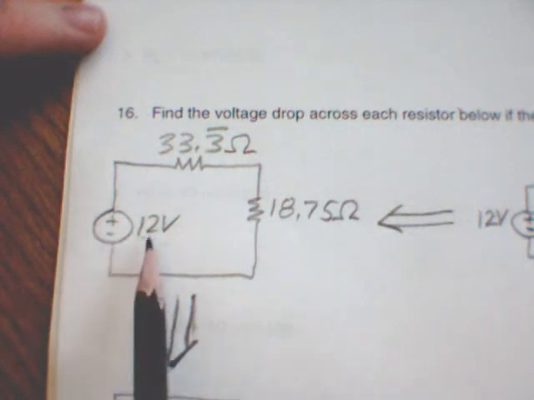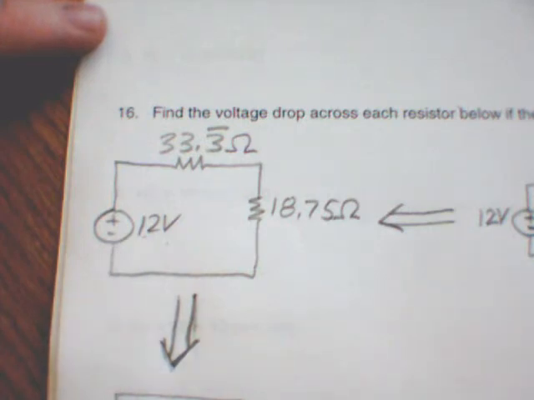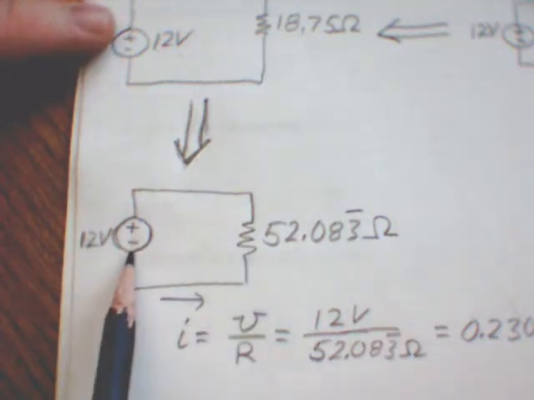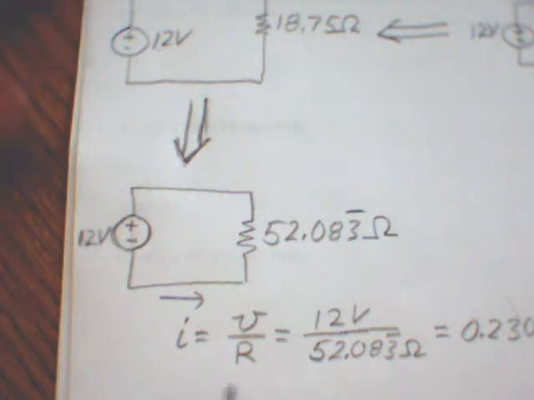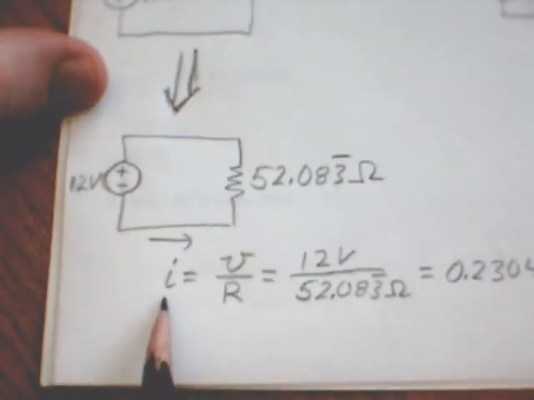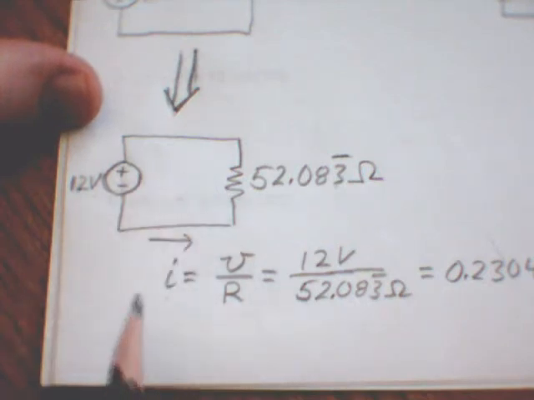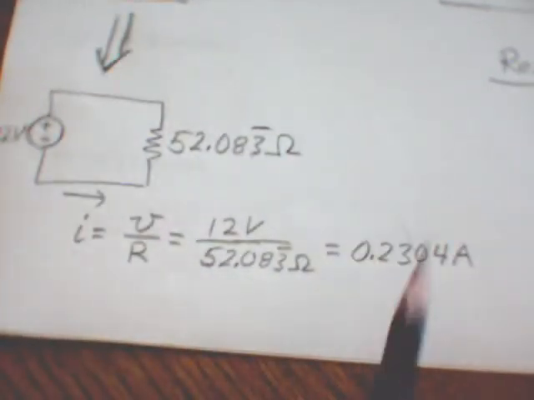You might notice there's a little different symbol than a battery. This is like the blue power supplies we have in lab. Still DC, but different circuit symbol. The equivalent circuit to that would just be a single resistor connected to the 12 volt power supply, 52.083 repeating 3 ohms. Since you know the equivalent resistance and the voltage of the source, you can find the current through the circuit, at least through this equivalent circuit, and that's going to be equal to V divided by R, which is 12 volts divided by that, so our current is 0.2304 amps.